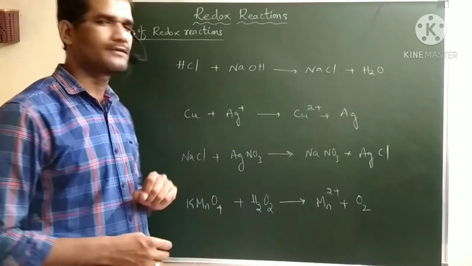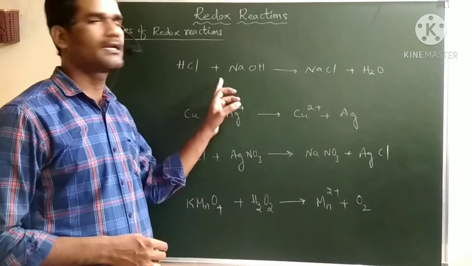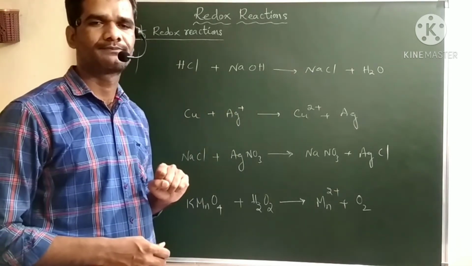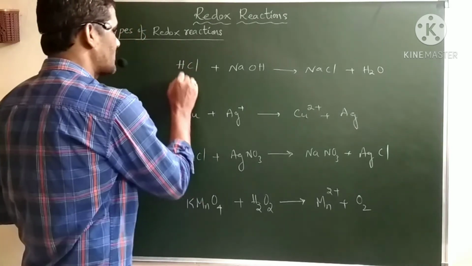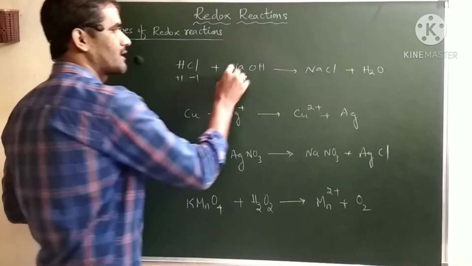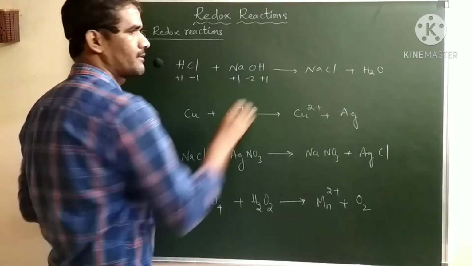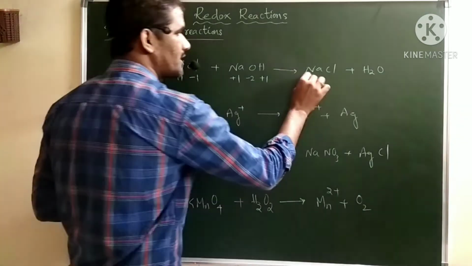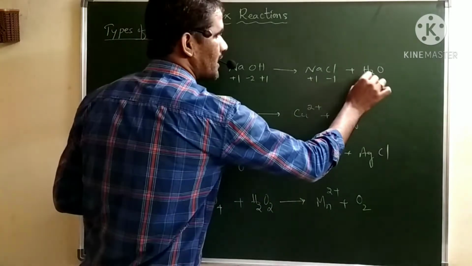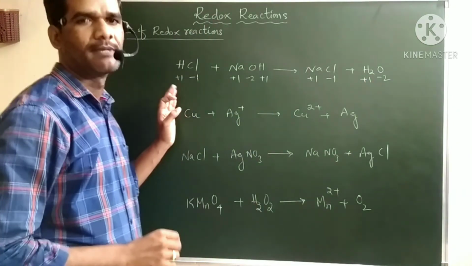So let us see, in the case of the first reaction, how to identify the redox reaction. First we have to calculate the oxidation state of all elements in the given molecules. In HCl, hydrogen oxidation state is +1 and chlorine is -1. In sodium hydroxide, sodium +1, oxygen -2, hydrogen +1. In sodium chloride, Na +1, Cl -1. In water, hydrogen +1, oxygen -2.